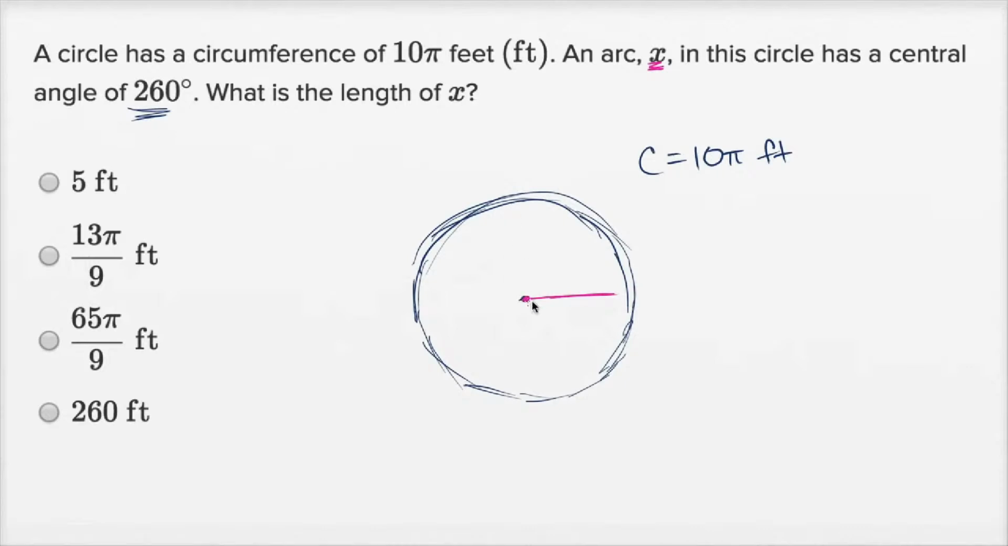So if you go straight up, so if you go this far, it'd be 90 degrees, 180 degrees. If you were to go all the way here, you get to 270. So it's going to be right around, at least approximately right around there. So that would be a central angle of 260 degrees.